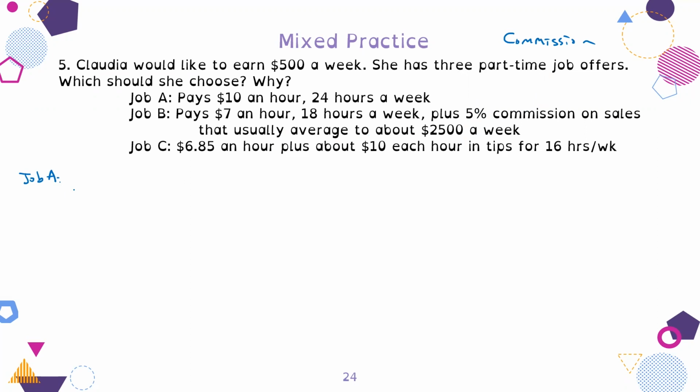So job A pays $10 an hour for 24 hours a week. That means we do 10 times 24 equals $240 a week. Okay, so we know what that is.